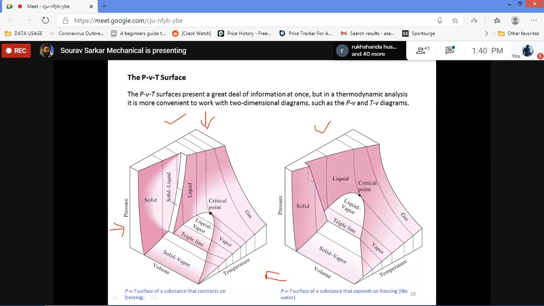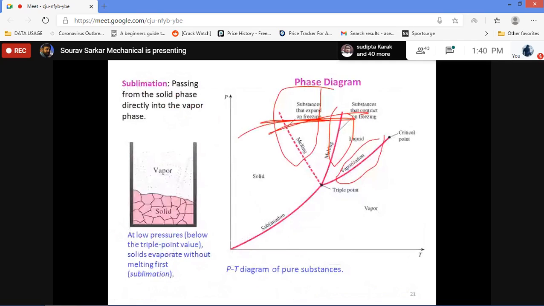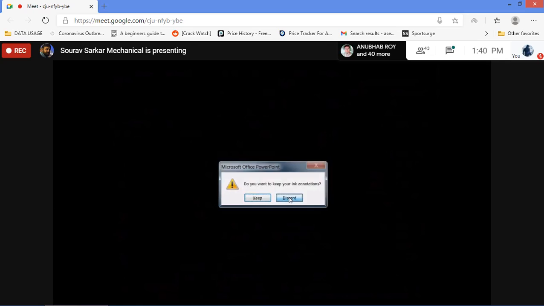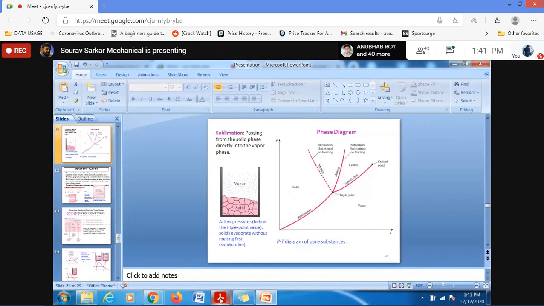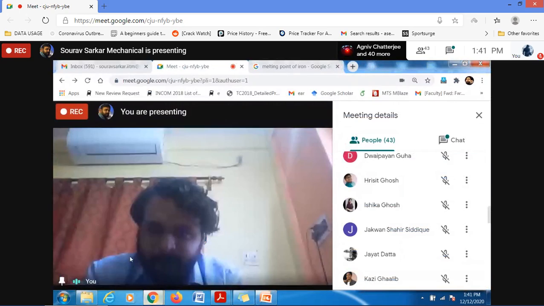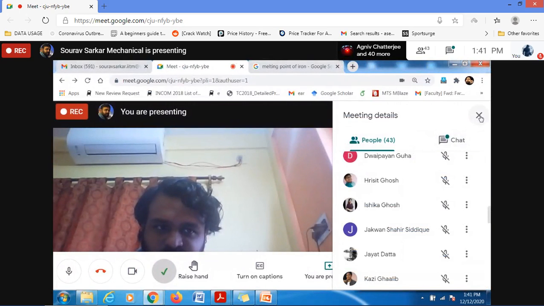You can also see some videos on YouTube on the interpretation of this diagram. For that you need some animation. If you see some animation, you will understand this diagram. So these are the things that I want to discuss today. I would like to take any questions if you have.